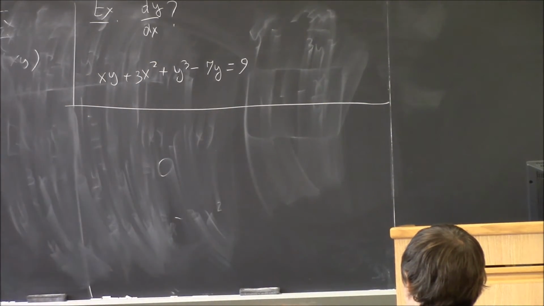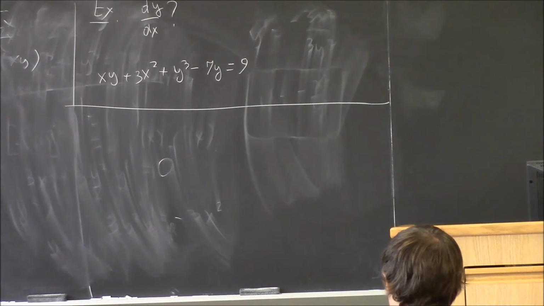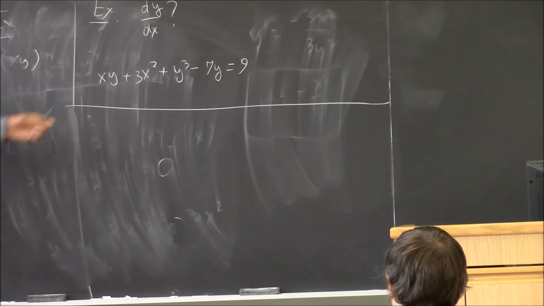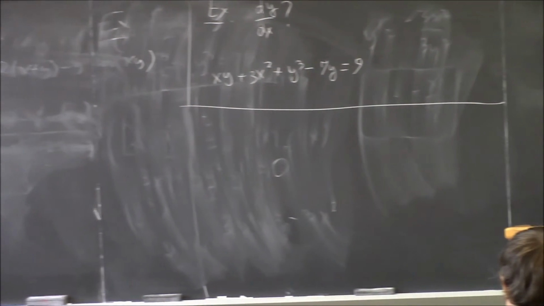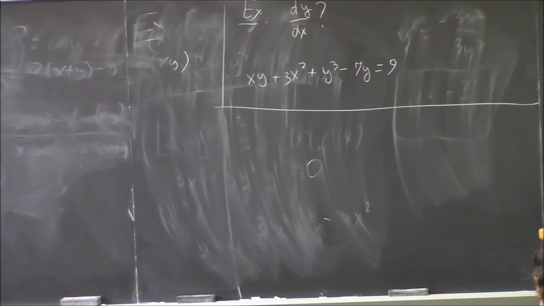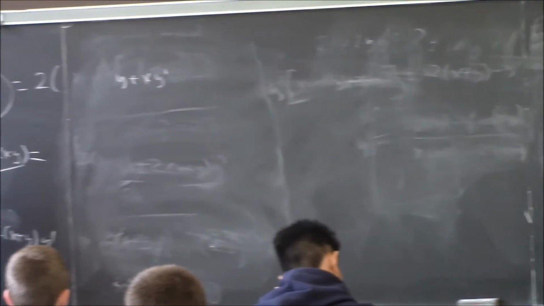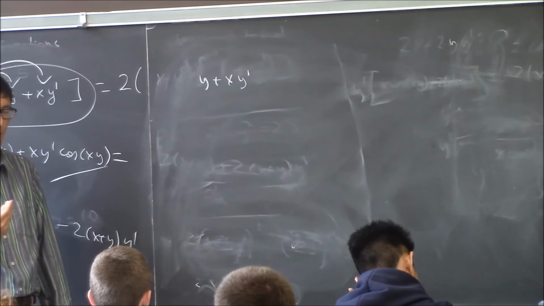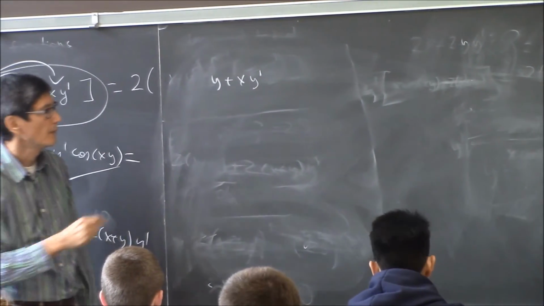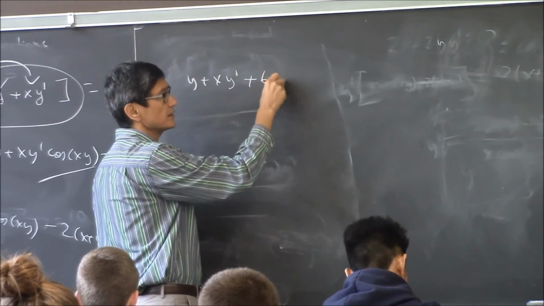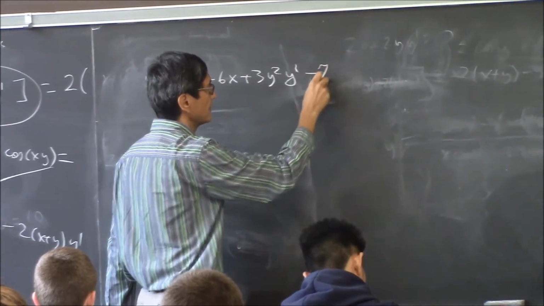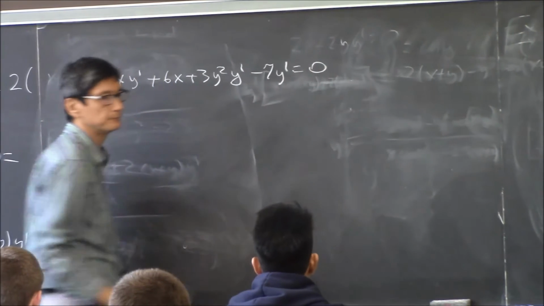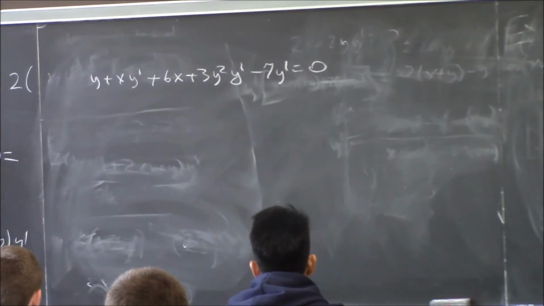Alright, so let me try to put the solution on the board and see if you agree with me or not. Derivative of xy: we have to do the product rule, so don't forget we still have to follow the rules. So y plus x y prime. Don't forget the derivative of y is y prime; it's kind of easy to forget. So, 1 times y prime. Plus 6x plus 3y squared y prime minus 7y prime. That's it.